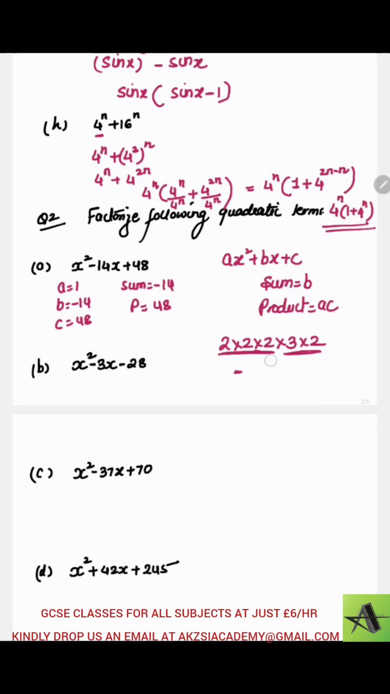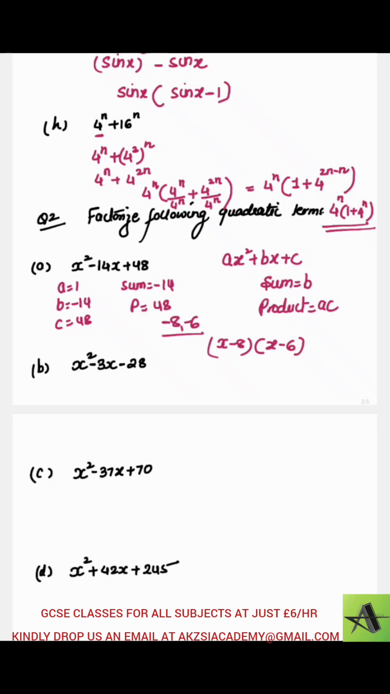In this case, you can opt for a direct shortcut. If a is 1, whatever numbers you are selecting, you have selected two numbers, minus 8 and minus 6, you can just directly write x minus 8 and x minus 6. This will be your factors. That's it. But this is only in the case when a is 1. When a is not 1, don't ever apply this shortcut. You have to go by the conventional split the middle term.